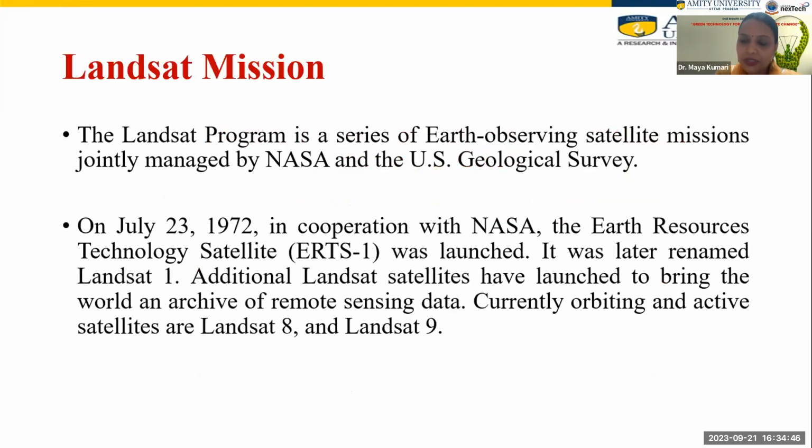When we talk about the Landsat satellites, the Landsat program is a series of Earth observing satellite missions. It is jointly managed by NASA and the US Geological Survey. On 23rd July 1972, in cooperation with NASA, the Earth Resources Technology Satellite was launched. It was earlier known as the Earth Resources Technology Satellite and later renamed Landsat 1. So the first Landsat satellite was launched on 23rd July 1972.